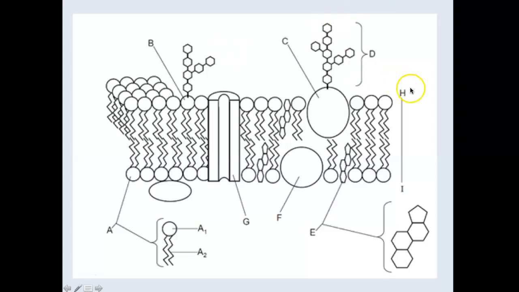The H and I, all right, so some people like to ask what does H and I represent? That's just the phospholipid bilayer, all right? So H is one side of the phospholipid bilayer and I is the other side.